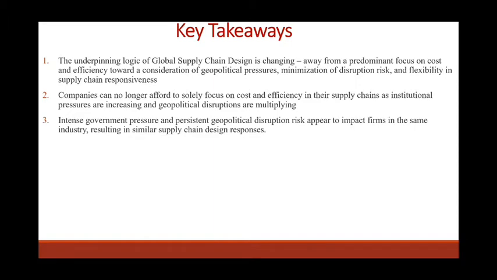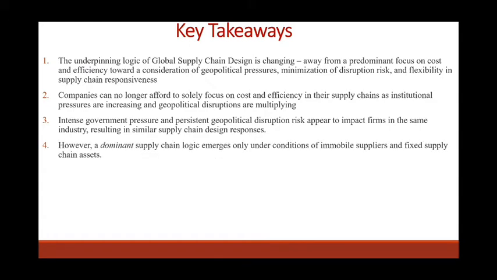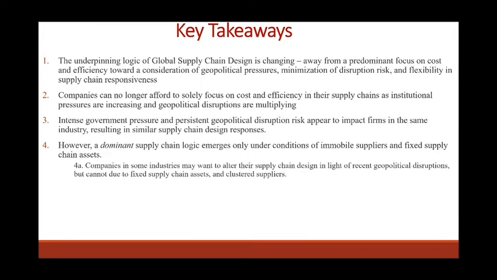We also found that intense government pressure and persistent geopolitical disruption risks appear to impact firms in the same industry, resulting in similar types of supply chain design responses. However, we did find that a dominant supply chain logic only emerges under conditions where suppliers are fixed in a particular region. The automotive sector was one of the few sectors that was unable to move their production because their suppliers were fixed in one geographical location. Companies in some industries may want to alter their supply chain designs, but they can't, again, because their suppliers are fixed and clustered in a particular area.